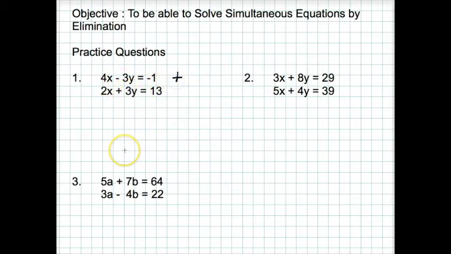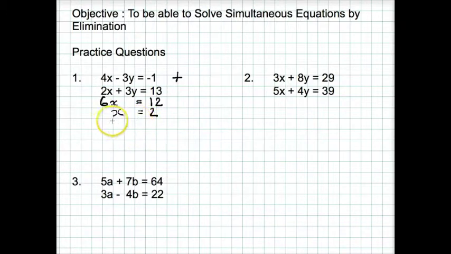So we're going to add these two equations. We need to add each term individually. So 4x add 2x is going to give us 6x. And then minus 3 add 3 is nothing, so I've eliminated the y's, and minus 1 add 13 gives me 12. Once I've done that, I solve this simple equation by dividing both sides by 6, and that's going to give me x equals 2.